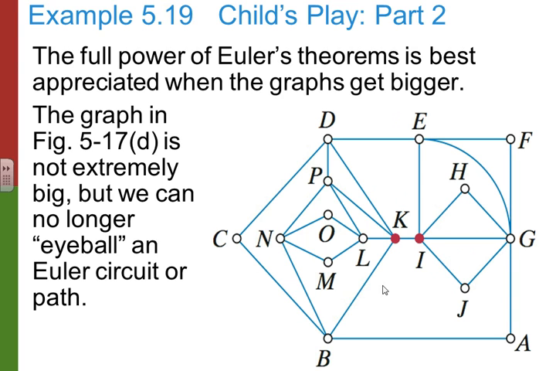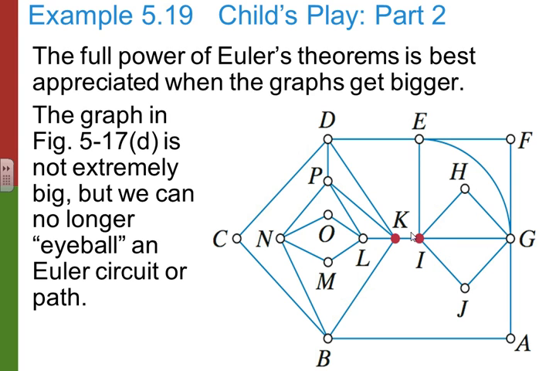Let's see. We'll start. Where's A? Counting the degrees of each vertex: 1, 2, 3, 4, 5, 6. G, H, then H, I: 1, 2, 3, 4, 5.